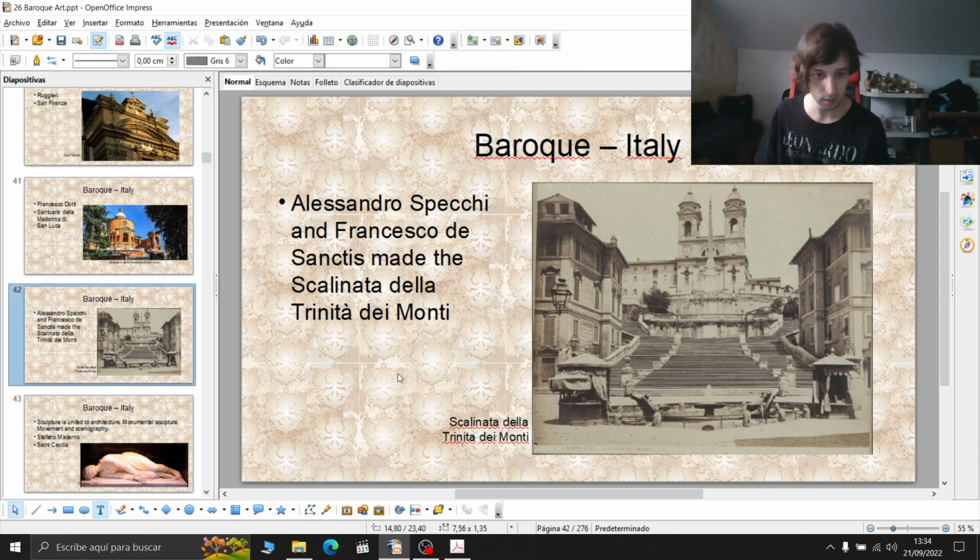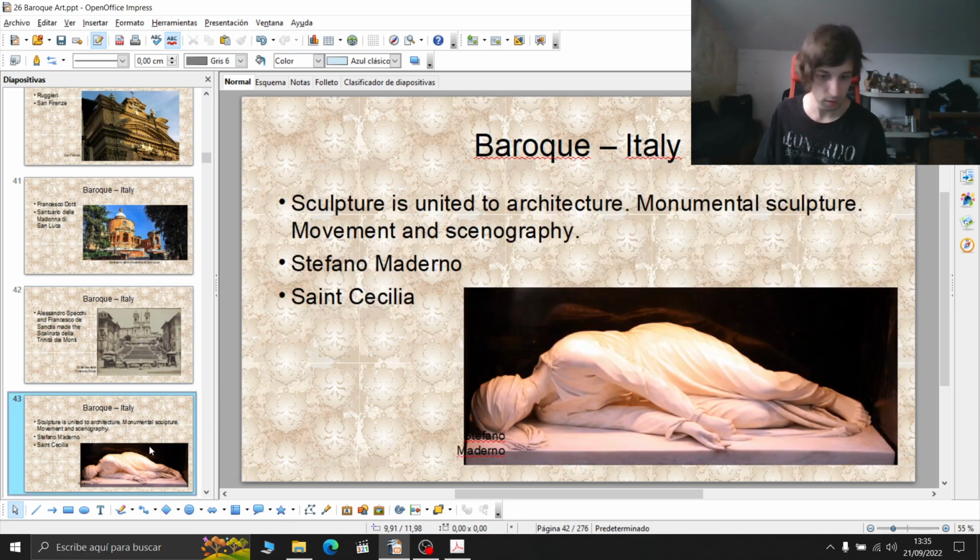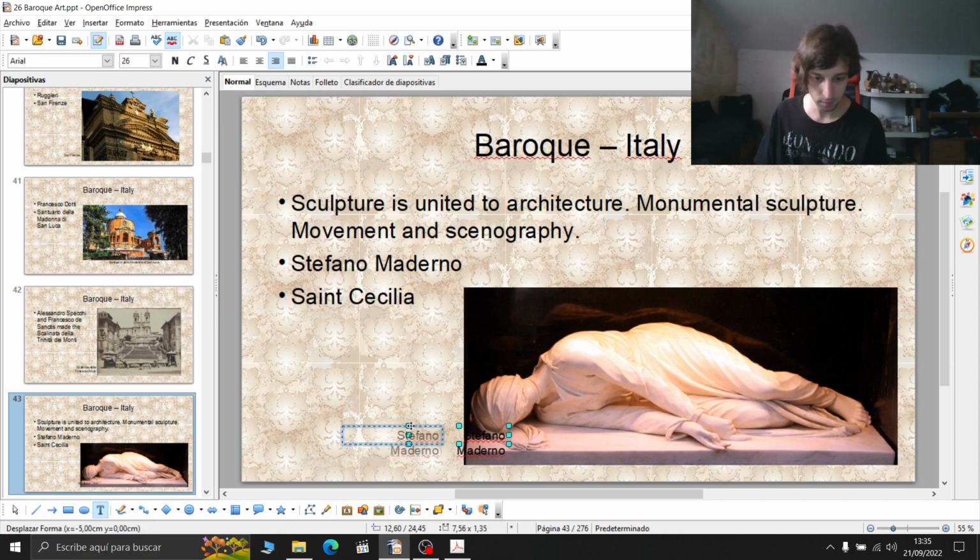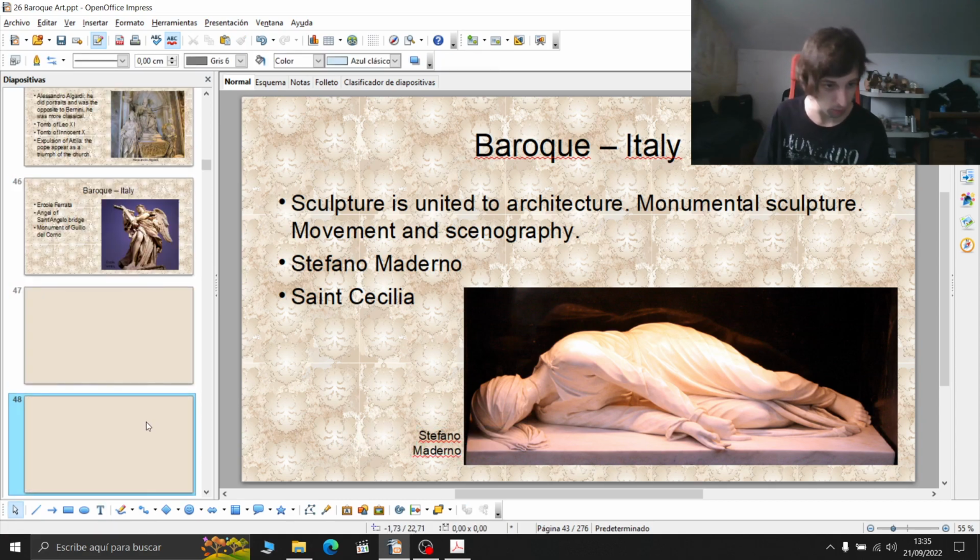And this is the end. Alessandro Specchi and Francesco De Sanctis made the Scalinata della Trinità dei Monti. I hope I don't have to correct everything.